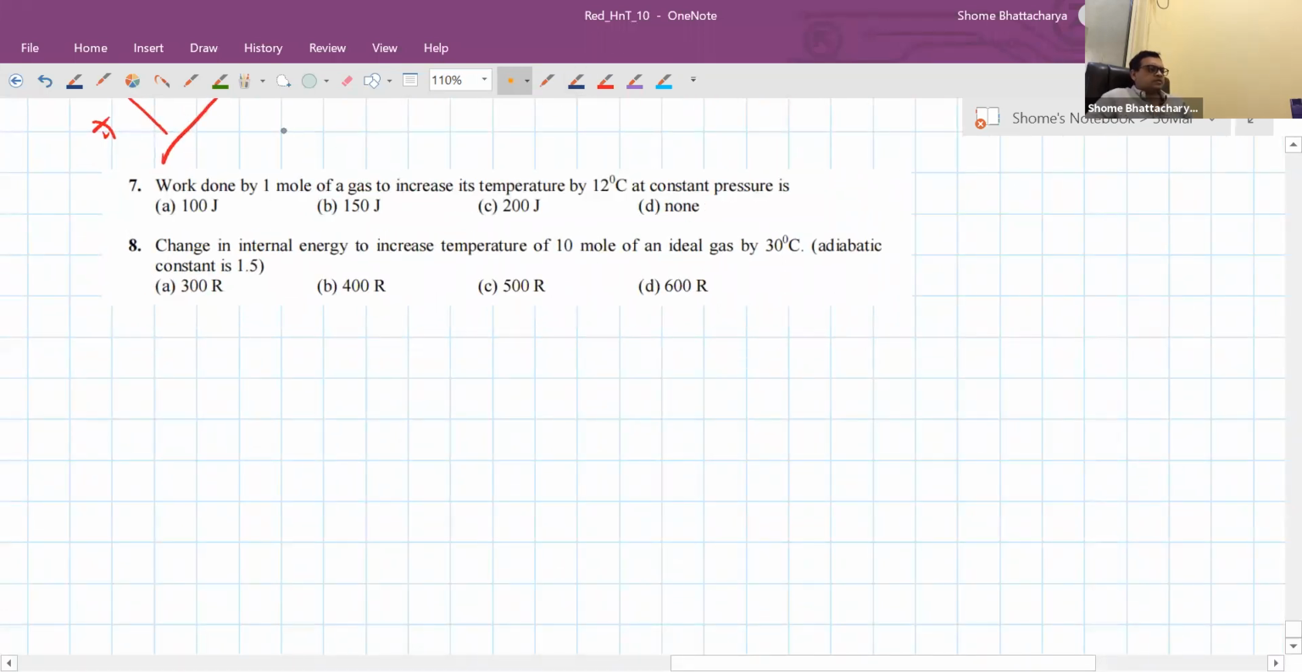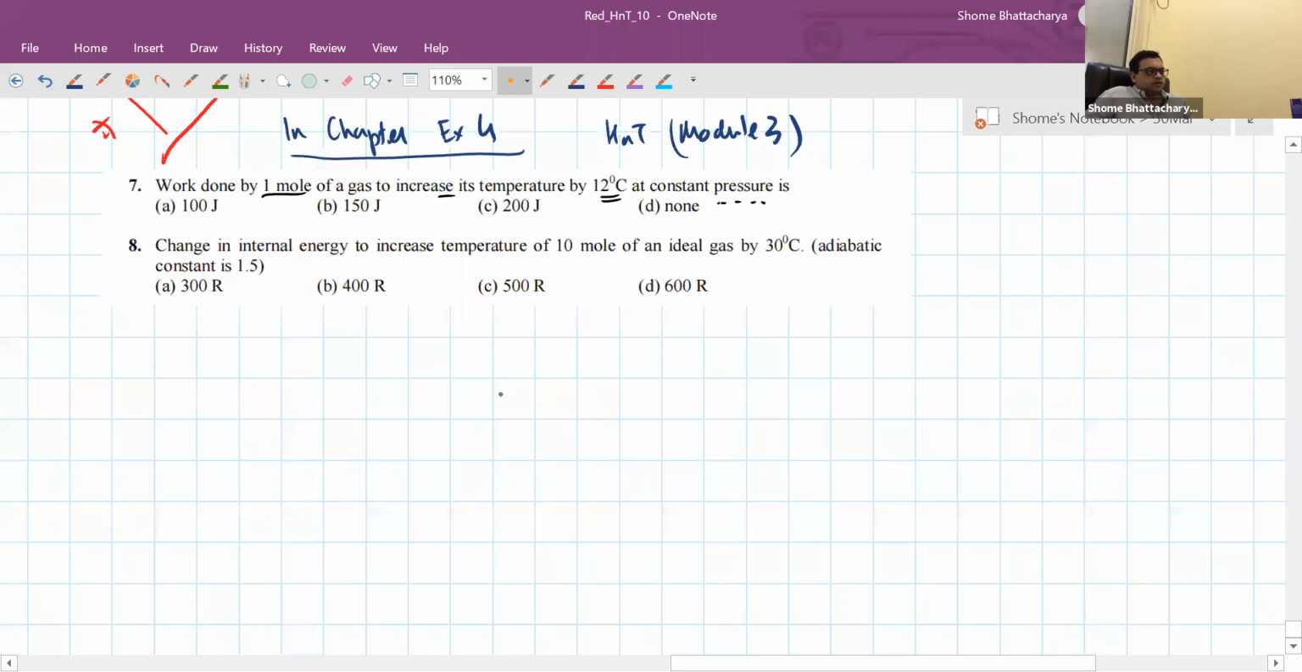This is in chapter exercise 4 of heat and thermodynamics module 3. So work done by 1 mole of a gas to increase its temperature by 12 degrees C at constant pressure is.